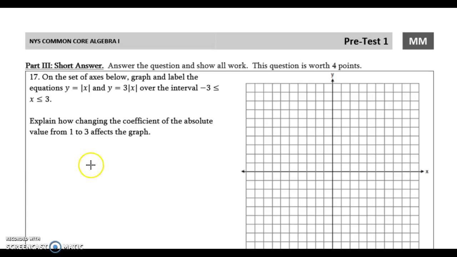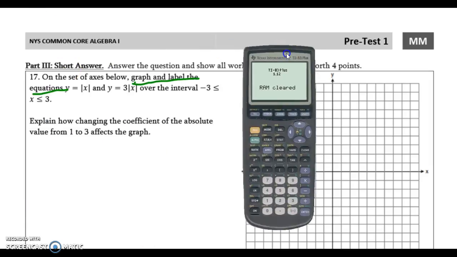My next problem, which is problem number 17, asks me to graph and label these equations. So I'm going to go ahead and annotate that, graph and label the equations. And the next thing it asks me to do is explain how changing the coefficient of absolute value affects the graph. Let's do the graphing first. I know that my calculator can graph these, so I'll pull out the calculator.